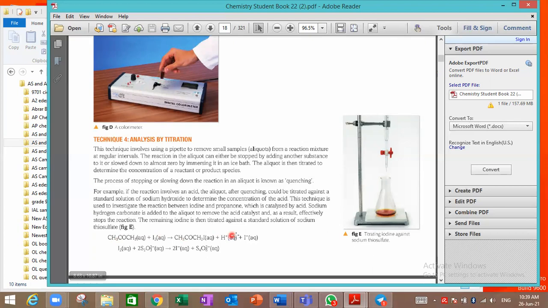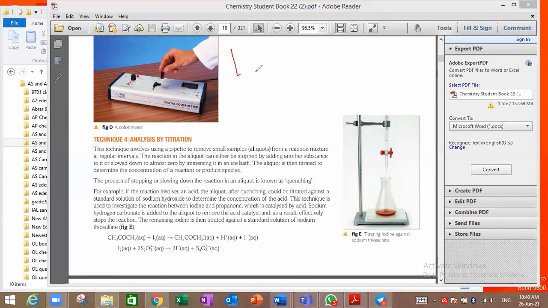But in this reaction, we have another method to be used. What is this other method? Since iodine is an oxidizing agent, it can be titrated with a reducing agent. But of course, what we are going to do here is that we have the reaction mixture, which is propanone. We are placing here propanone with iodine, and of course, in presence of an acid medium. So this is the beginning of the experiment.